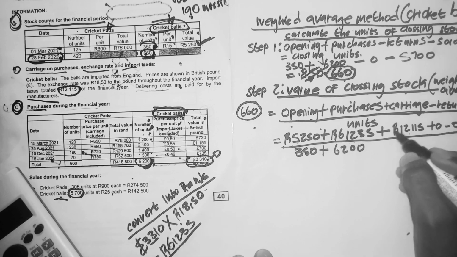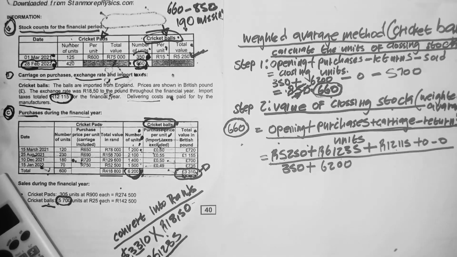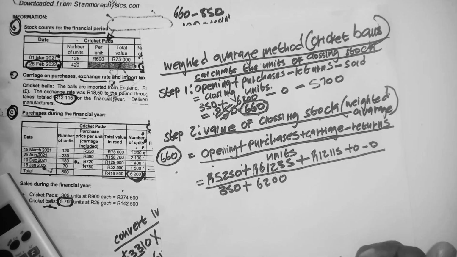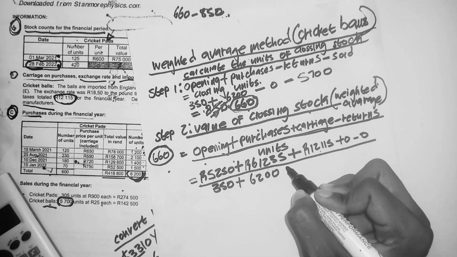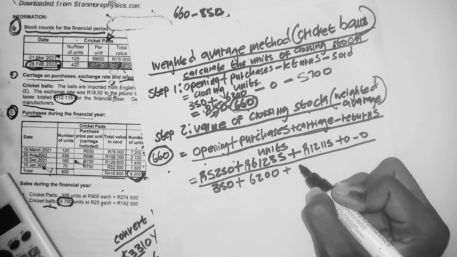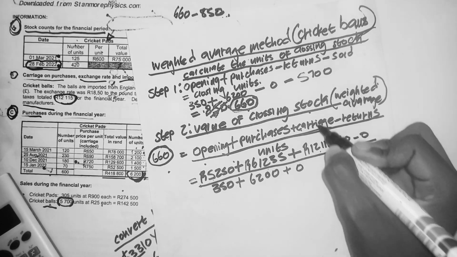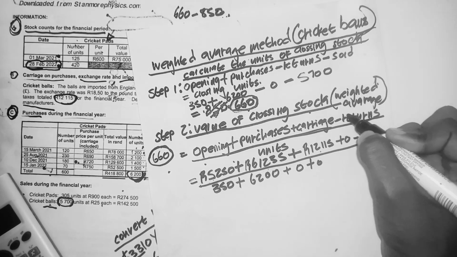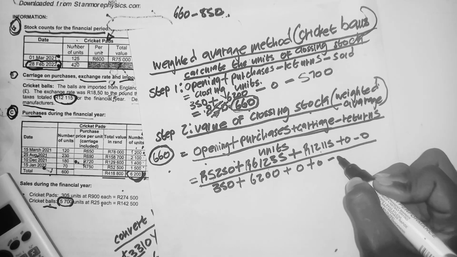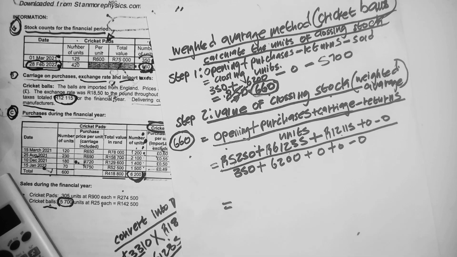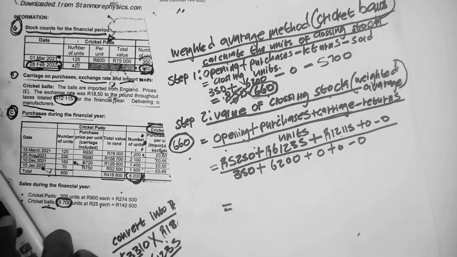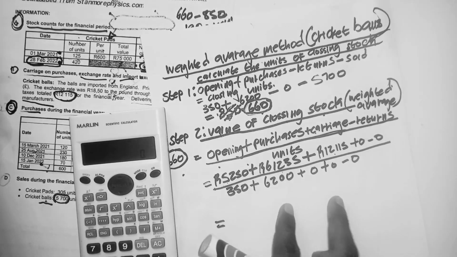Then the next thing that follows on our formula is the taxes. Remember, taxes has no units, so it's 0. Carriage has no units, it's 0. And then there are returns, we had no returns. So that's it. You continue, is equals to. Then you punch your calculator.